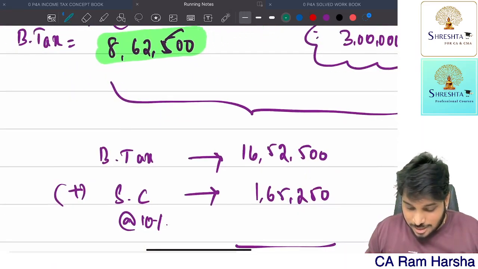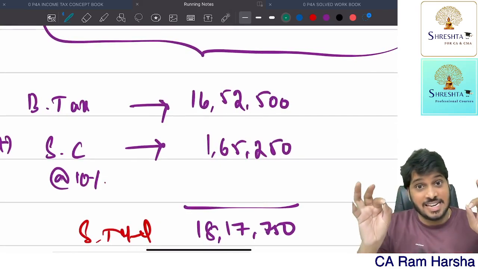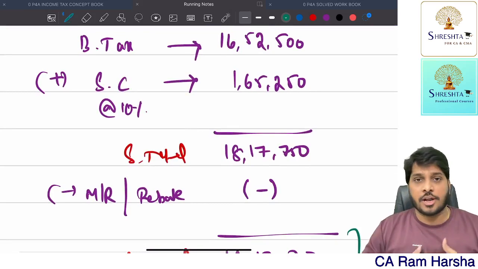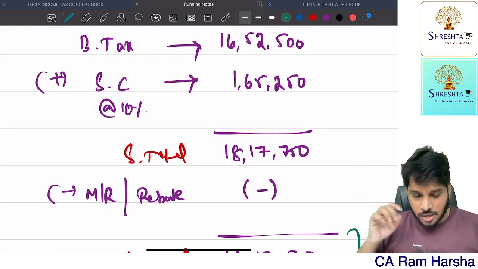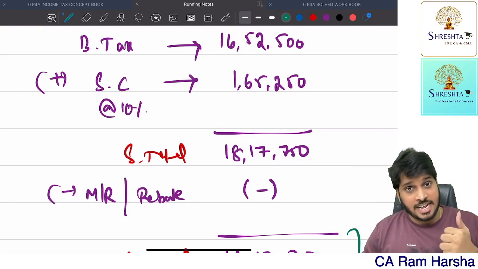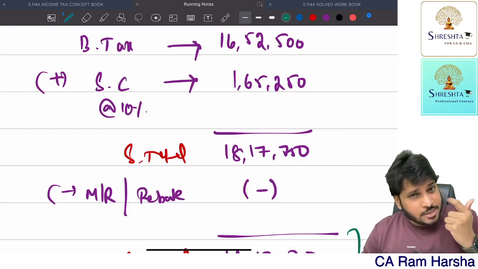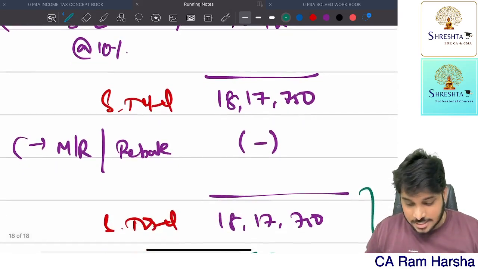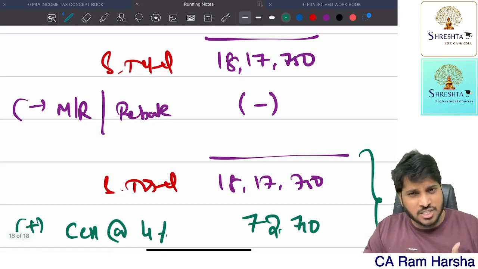Now what is the total basic tax on this 90 lakhs worth of income? 16,52,500. I am following my tax computation format. Now, should I add surcharge? What is my total income? 90 lakhs. Is it crossing 50? Yes. Is it crossing 1 crore? No. Which means the surcharge rate is 10%. So I calculate the subtotal. Now, am I eligible for marginal relief and rebate?